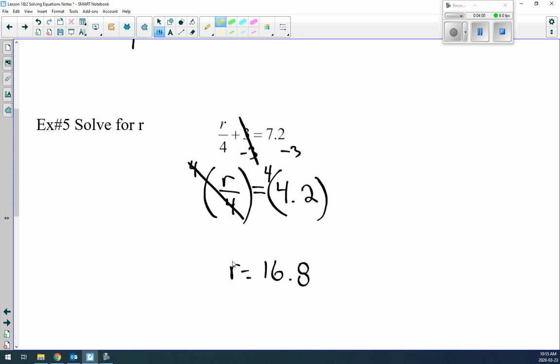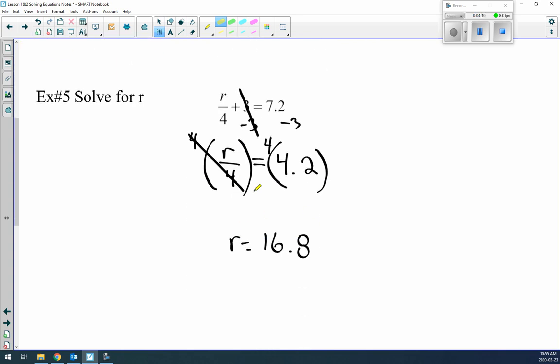Okay, let's look at example 5. Solve for r. Now r is not by itself. It's got a 4 attached to it, and it's got a 3 attached to it. So the first thing we're going to do is subtract 3 from both sides. Subtract 3, subtract 3. So we end up with r over 4 equals 4.2. Now, r is still not by itself. It's divided by 4, so we've got to multiply both sides by 4. And again, we're putting it on the left up here, so it doesn't look like an exponent.